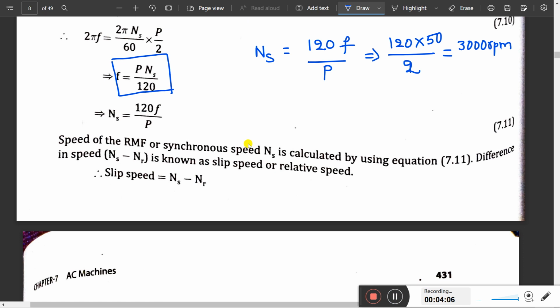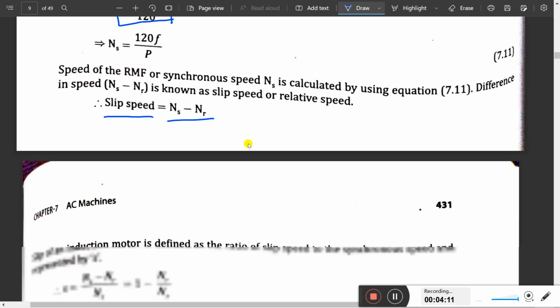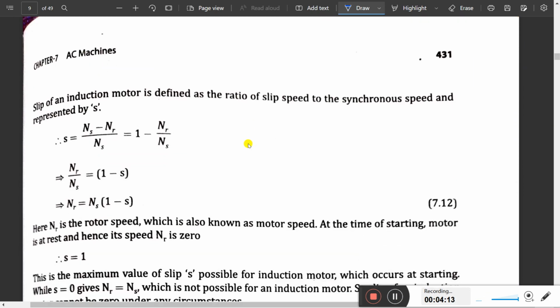Now here we can observe the slip speed. I already said slip speed is equal to Ns minus Nr. Coming to the slip, s is equal to Ns minus Nr by Ns. Try to observe this. We can rewrite it as 1 minus Nr by Ns. So Nr by Ns is equal to 1 minus s. If you want to determine relative speed, if they give the slip, we can write Ns into 1 minus s. Slip is used to determine the relative speed.